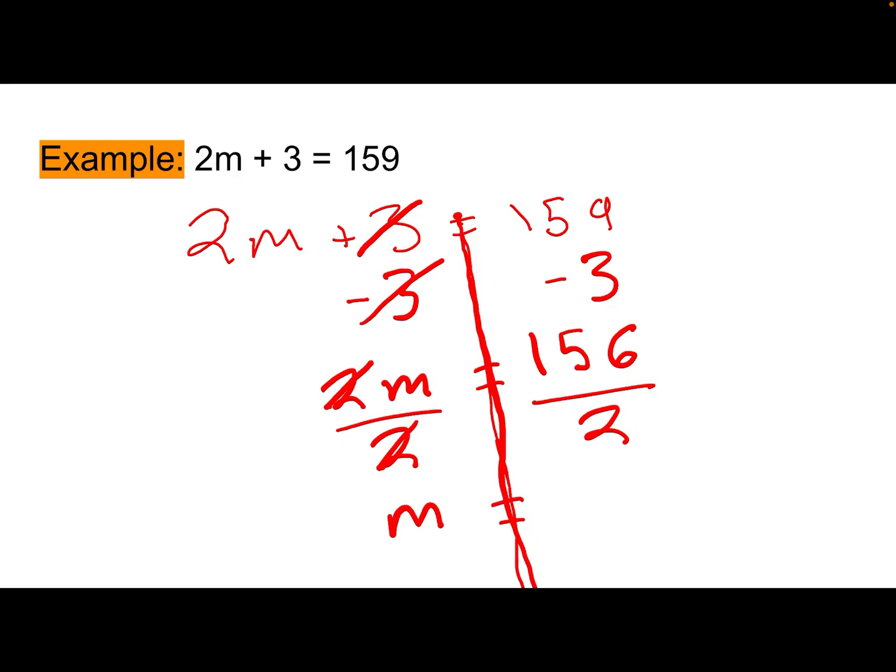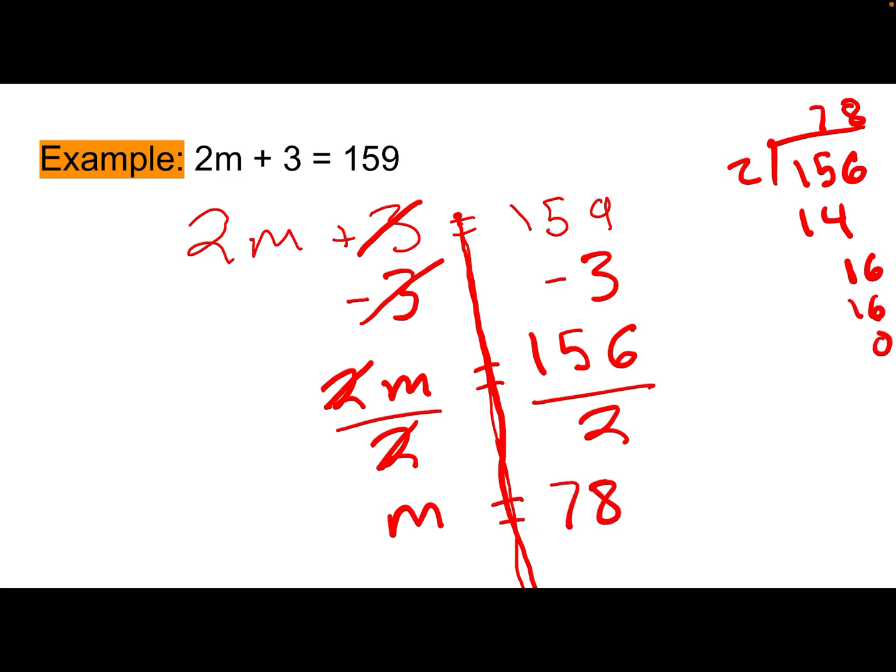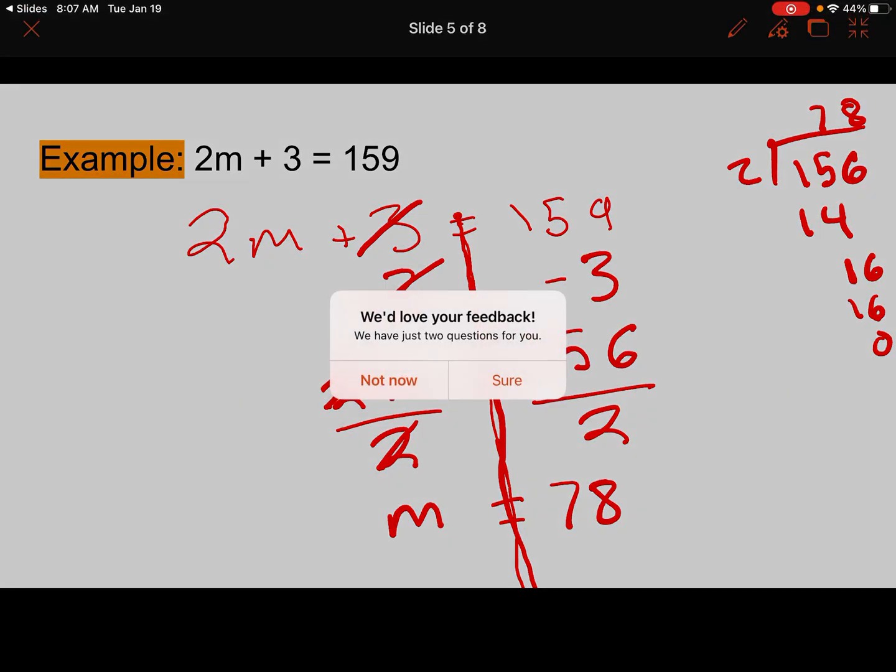All right, then for 156 divided by 2, let's see here, 156. 2 goes into 15 7 times. We would get a 14. We can bring down the 1 here. And then 2 goes into 16 8 times, so we'd be left with a 78. All right, so what does that mean? Well, it tells us m is equal to 78. Well, what's it mean when m equals 78?